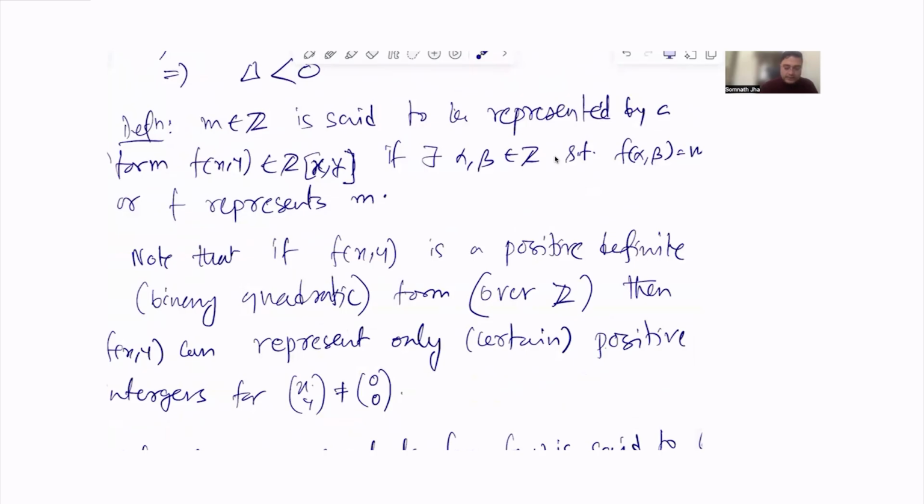An integer is said to be represented by a binary quadratic form f(x, y) if it is a value of f(x, y).